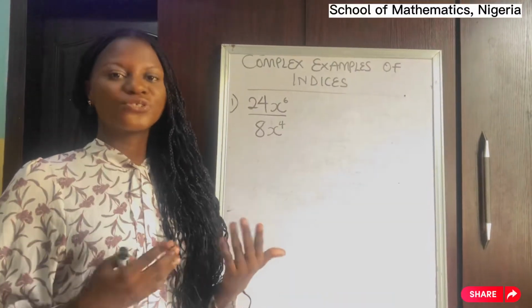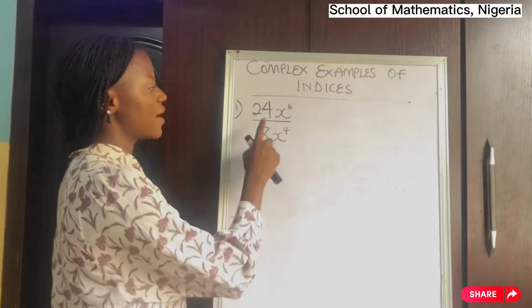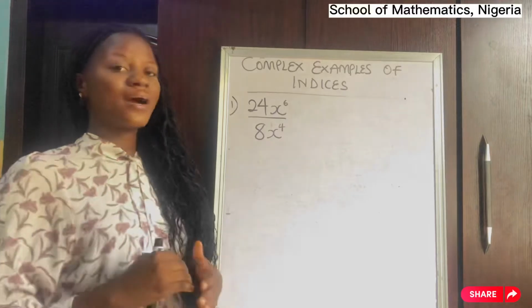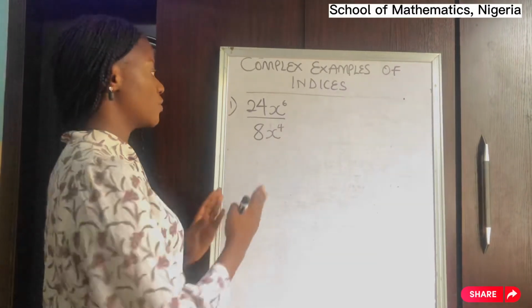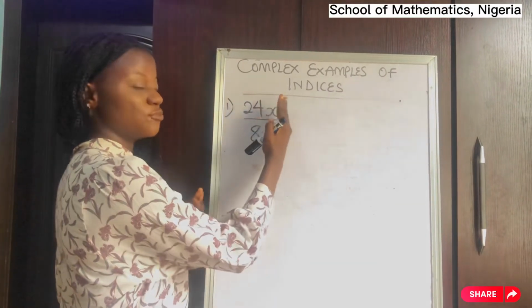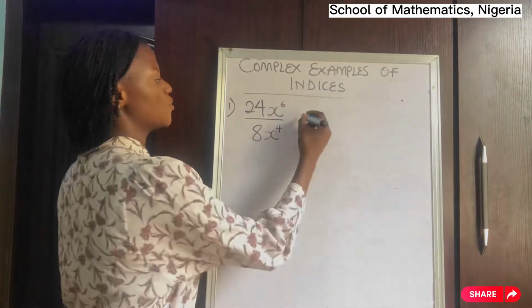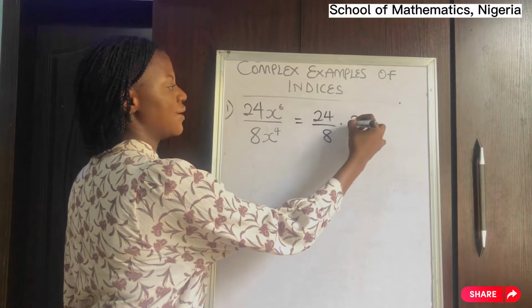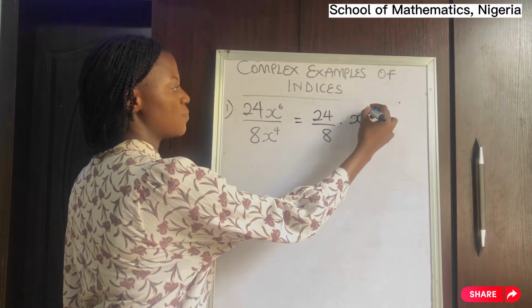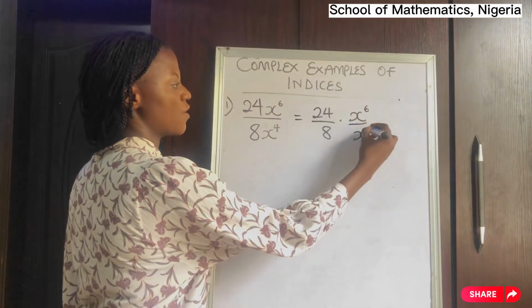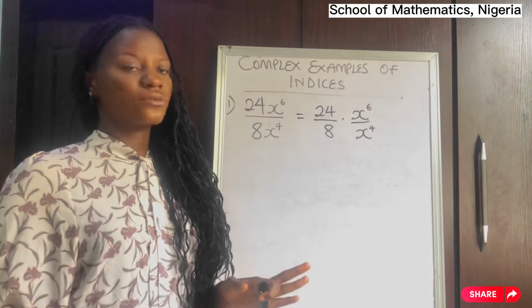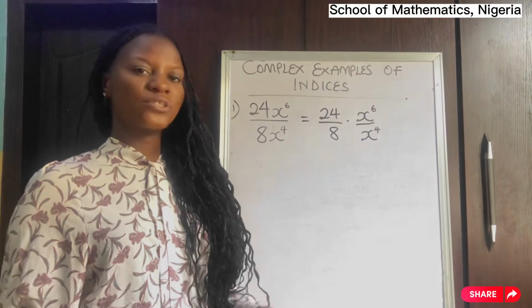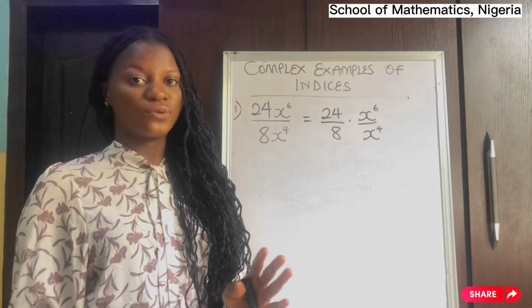Here we have another question, so let's try to solve it together. So here we have 24x raised to the power of 6 and 8x raised to the power of 4. We're asked to divide them. So now we're going to treat these ones as though they are different from these ones. So we have 24 divided by 8, times x raised to the power of 6 divided by x raised to the power of 4. It's still the same thing, okay? It's still 24x raised to the power of 6 and 8x raised to the power of 4. But I want you to see how to break it down so you don't get confused.